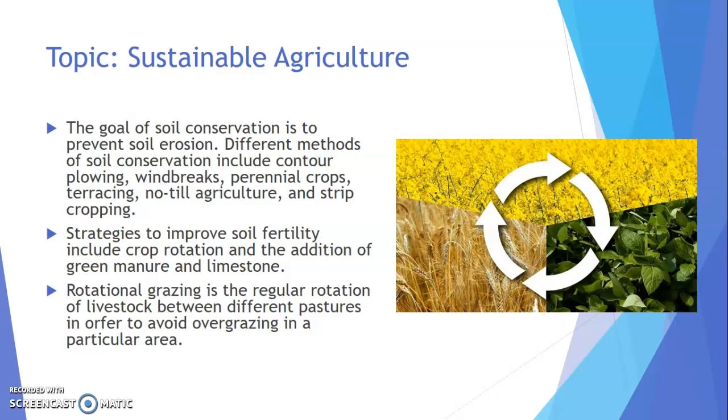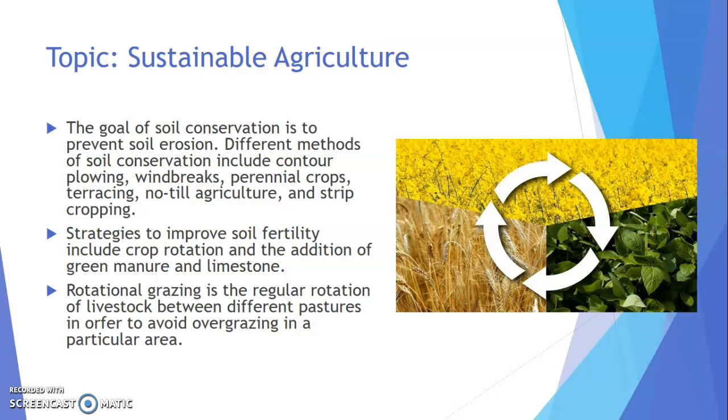Remember that the windbreaks and the wind shelters look like almost little fences for the agriculture that stops the wind from blowing. And obviously the goal of all of those is just to prevent the soil from eroding, and thereby providing fertile soils for agriculture, right? If you strip soil away, that's not sustainable because you can't come back year after year to plant your agriculture and get your food. Strategies to improve soil fertility include crop rotation and the addition of green manure and limestone.